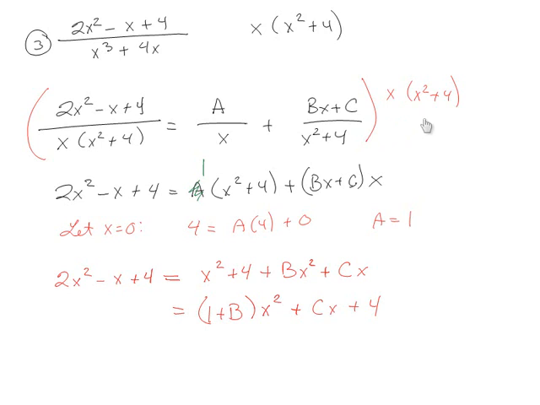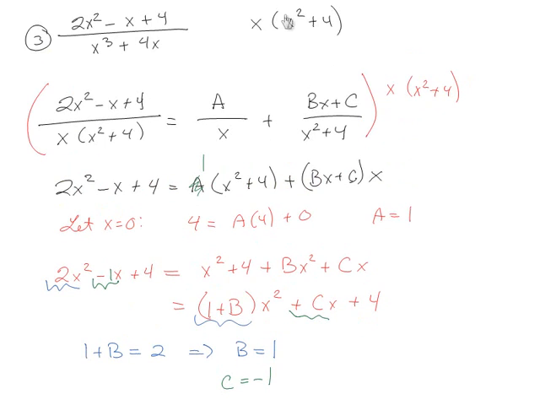And now I'm going to pattern match. I know that the coefficient for the x squared has to be 2. So I know that 1 plus b has to equal 2, so that means that b has to equal 1. And I know that the coefficient in front of the x has to be negative 1, so that means c is equal to negative 1. So that's another way to do this.